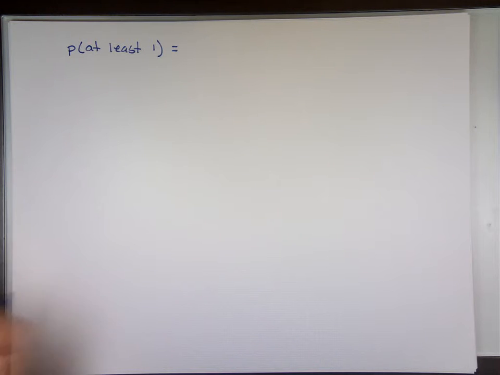We're going to figure out how to find the probability of at least one. I'm going to be combining two rules together. One is the multiplication rule, the other one is the complement. Use that to find the answer to this.